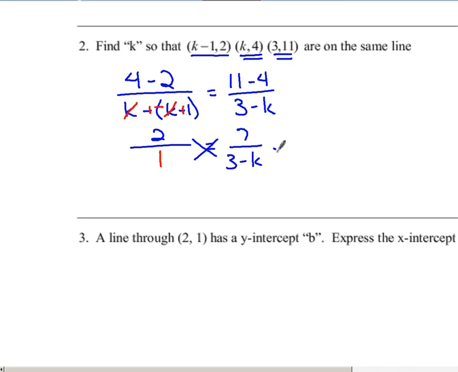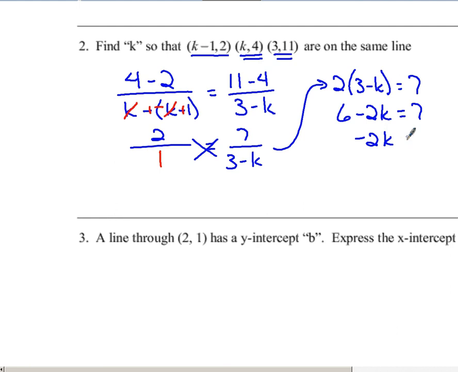As I cross multiply, I appreciate on this diagonal here that this 2 is being multiplied to the quantity of 3 minus k. And I'm setting that equal to the product I get on the other diagonal, which is 1 times 7, or just 7. Got my equation set up to solve. Distribute. 6 minus 2k equals 7. Subtract 6 over, negative 2k equals 1. Divide by negative 2. We find our missing value of k to be negative 1/2.